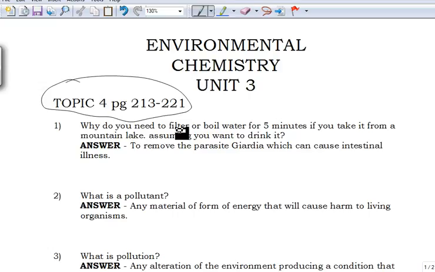First, it wants to know, why do you need to filter or boil water 5 minutes if you take it from a mountain lake, assuming you want to drink it? Well, even though mountains, streams, and lakes have beautiful crystal clear water, there are still parasites and certain bacteria like Giardia in it, which can cause intestinal illness. And so we need to boil it off to purify it.